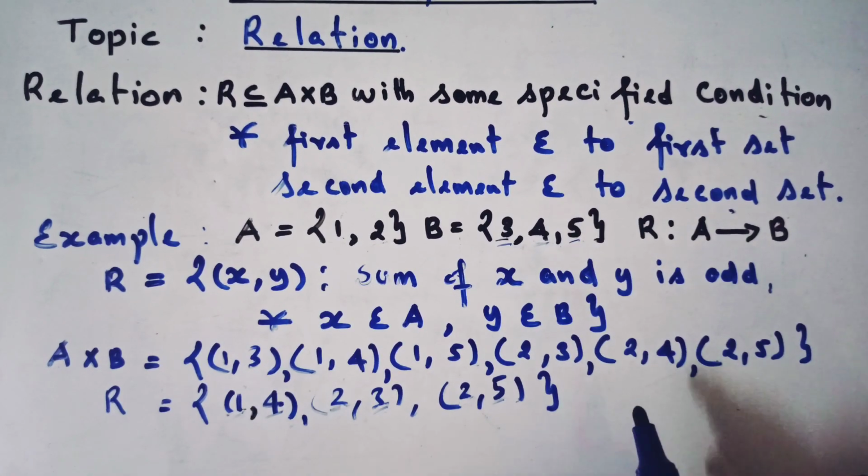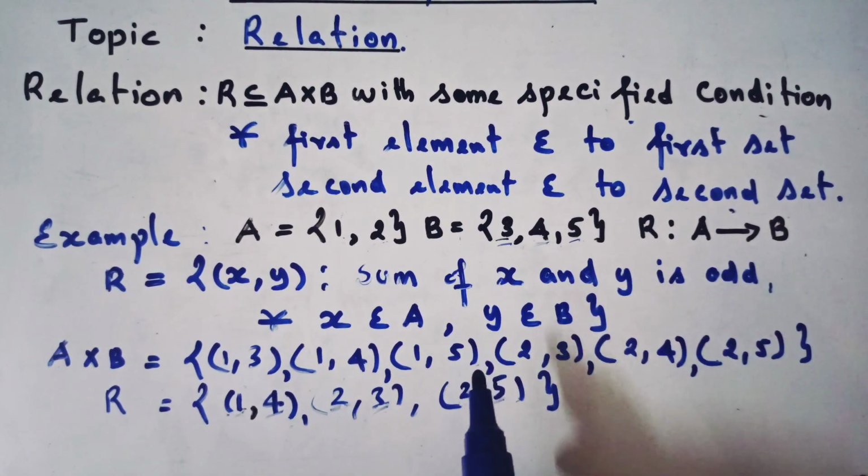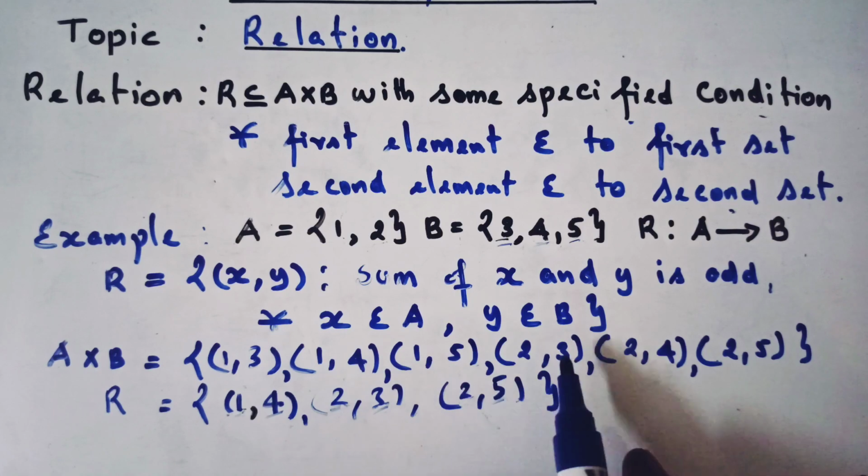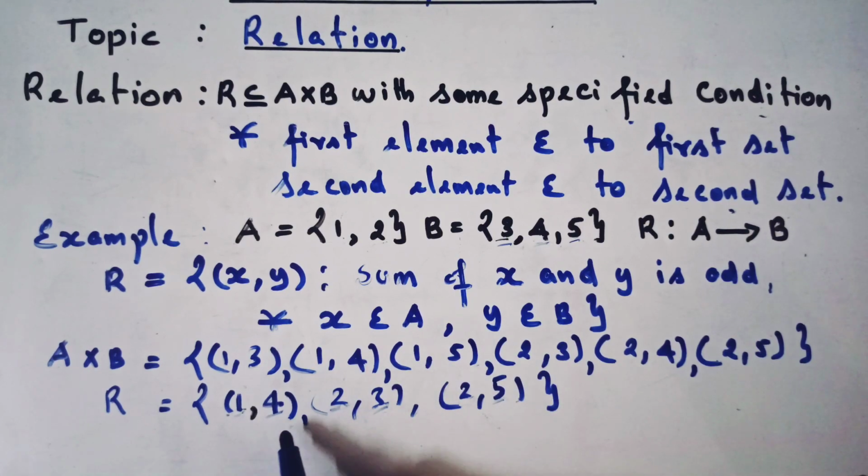Now we are done with the answer. Relation is a subset of Cartesian product of two sets with a specified condition where the first element belongs to the first set and second element belongs to the second set.